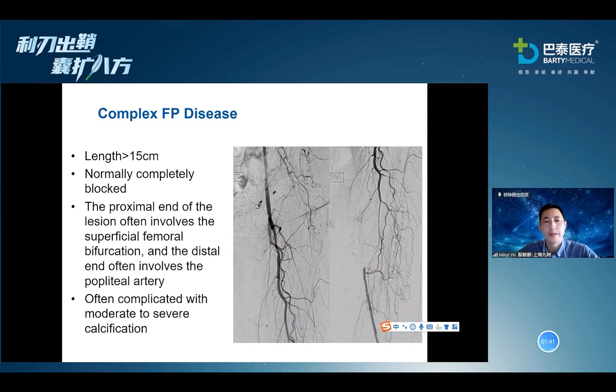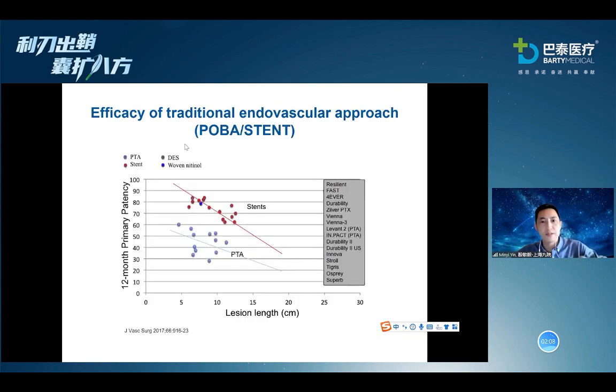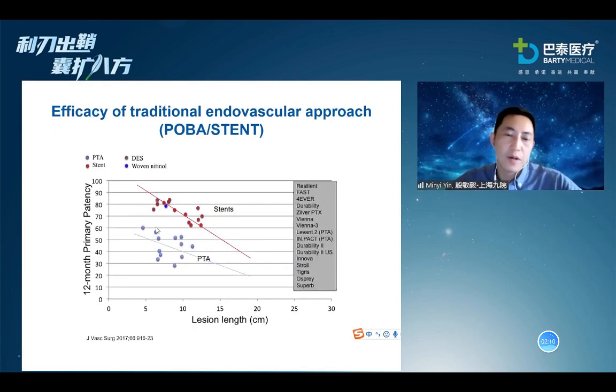Well, first of all, talking about complex FP, I think all of us have a common aspect. If it is a long lesion, and often completely blocked, the proximal end of the lesion often involves the superficial femoral bifurcation, and the distal end often involves the popliteal artery. It is not easy for us to get the cross. And generally speaking, if we use endovascular treatment, the patency in the mid and long term is also not going to be that ideal.